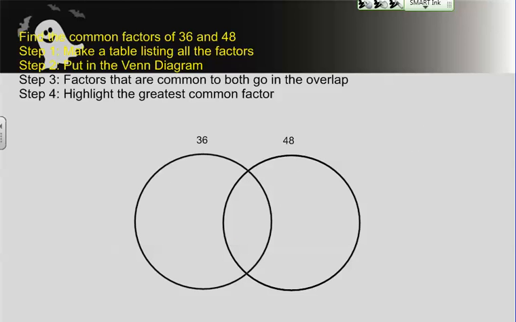So the next example is to find the common factors of 36 and 48. You're going to make your table for 36 and list the factors, make a table of 48 and list the factors, and then put them where they should go. So go ahead and hit pause and do that. When you think you have it all finished and the greatest common factor highlighted, go ahead and hit play and we'll see if you're right.